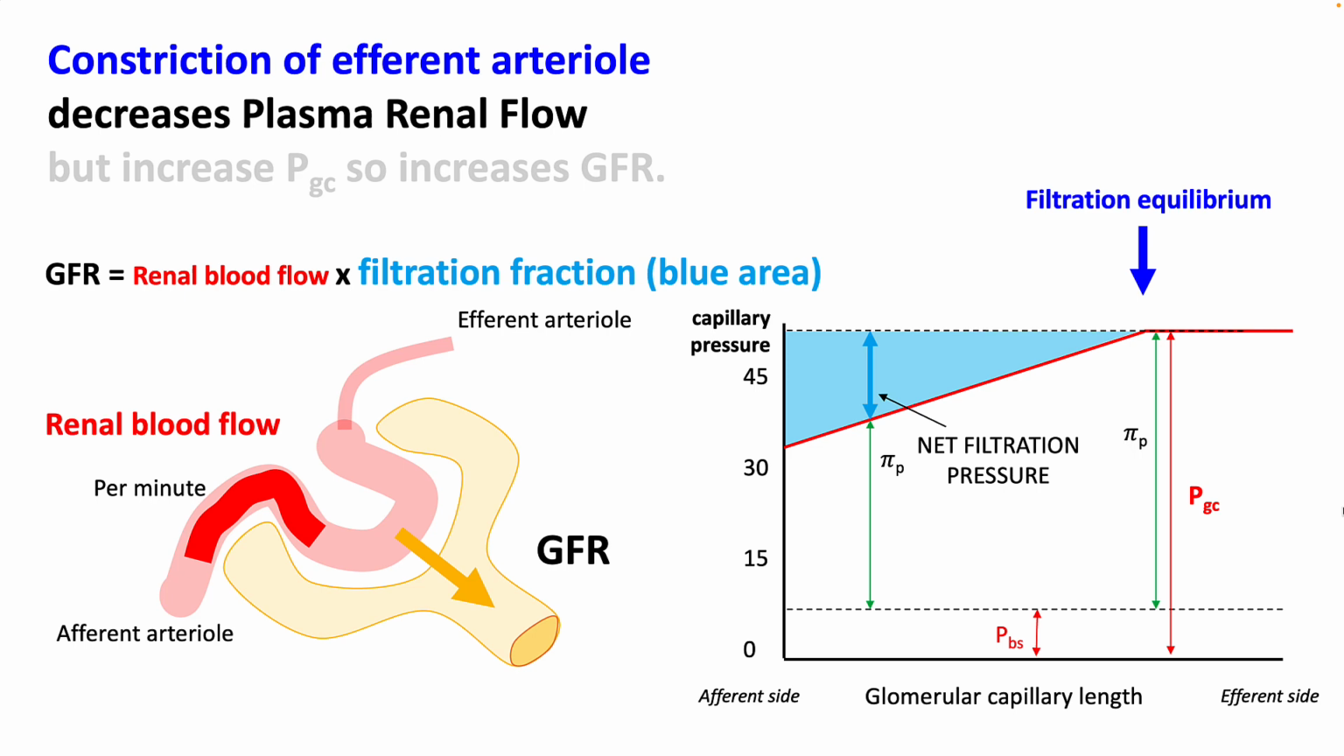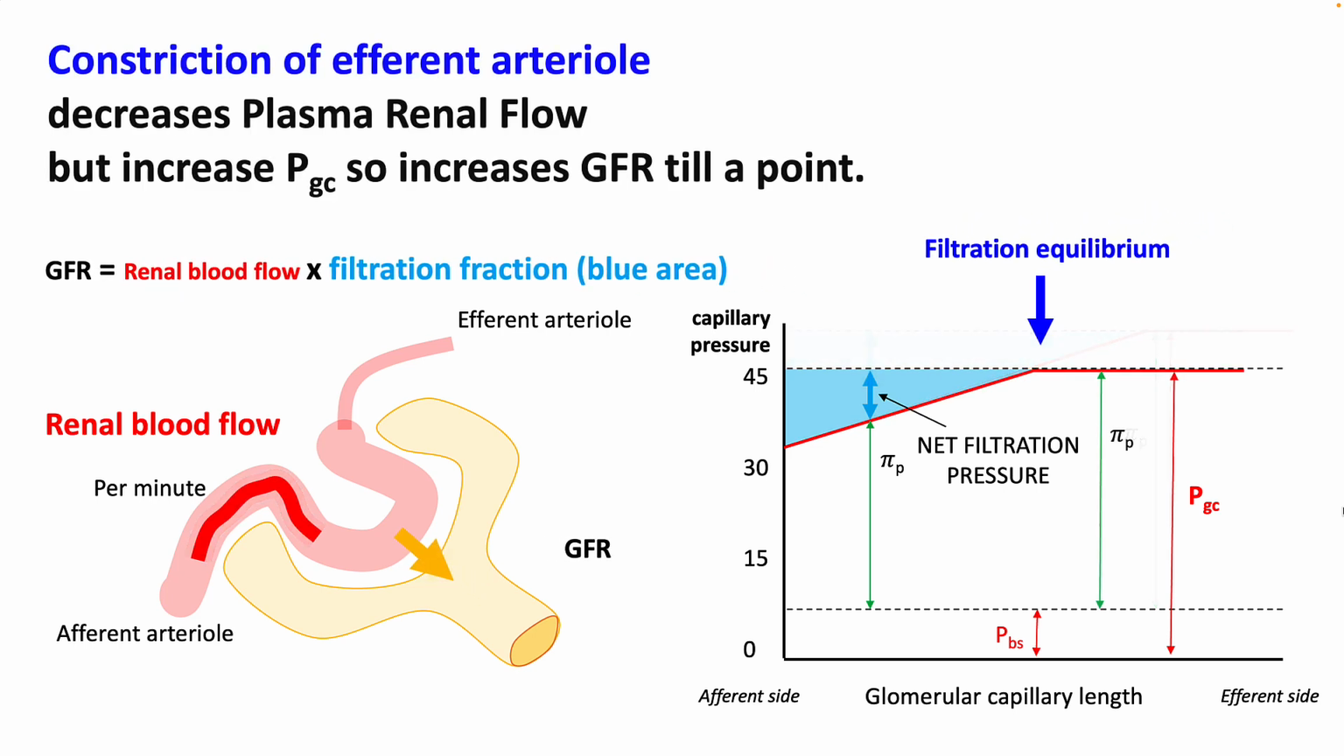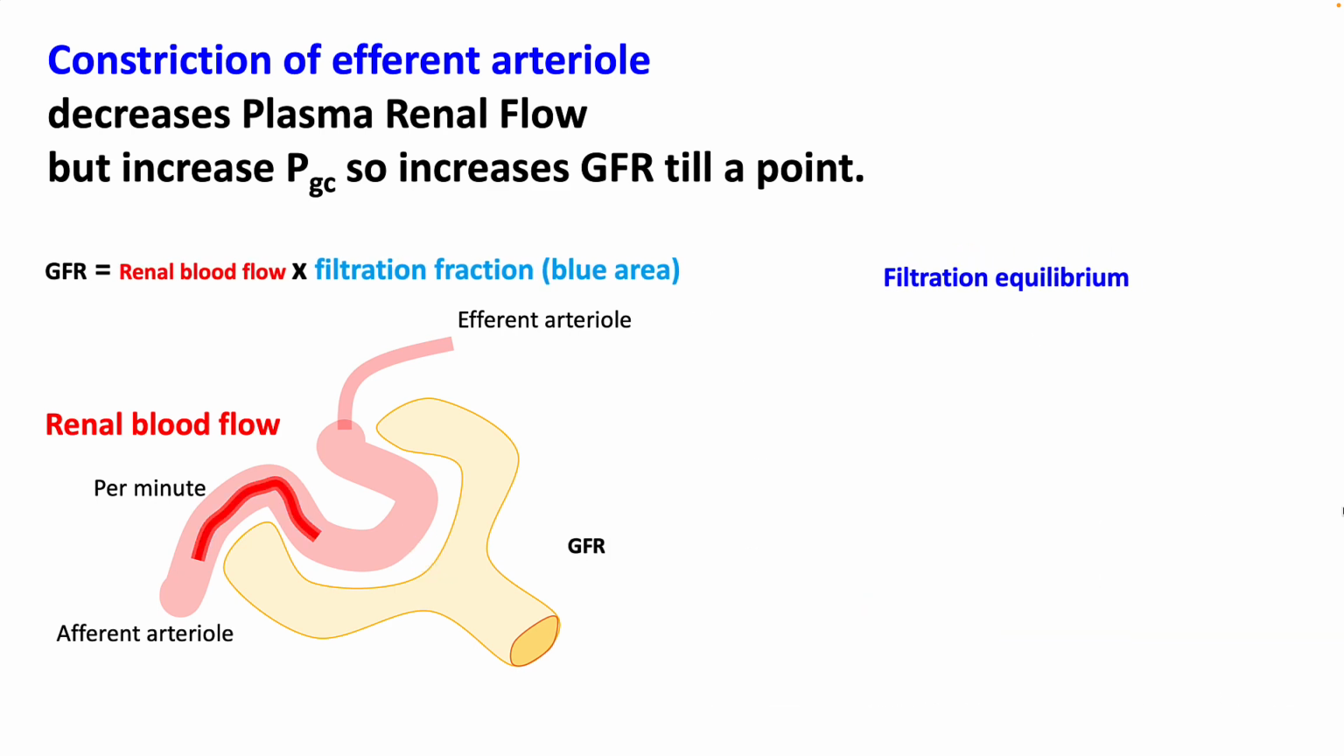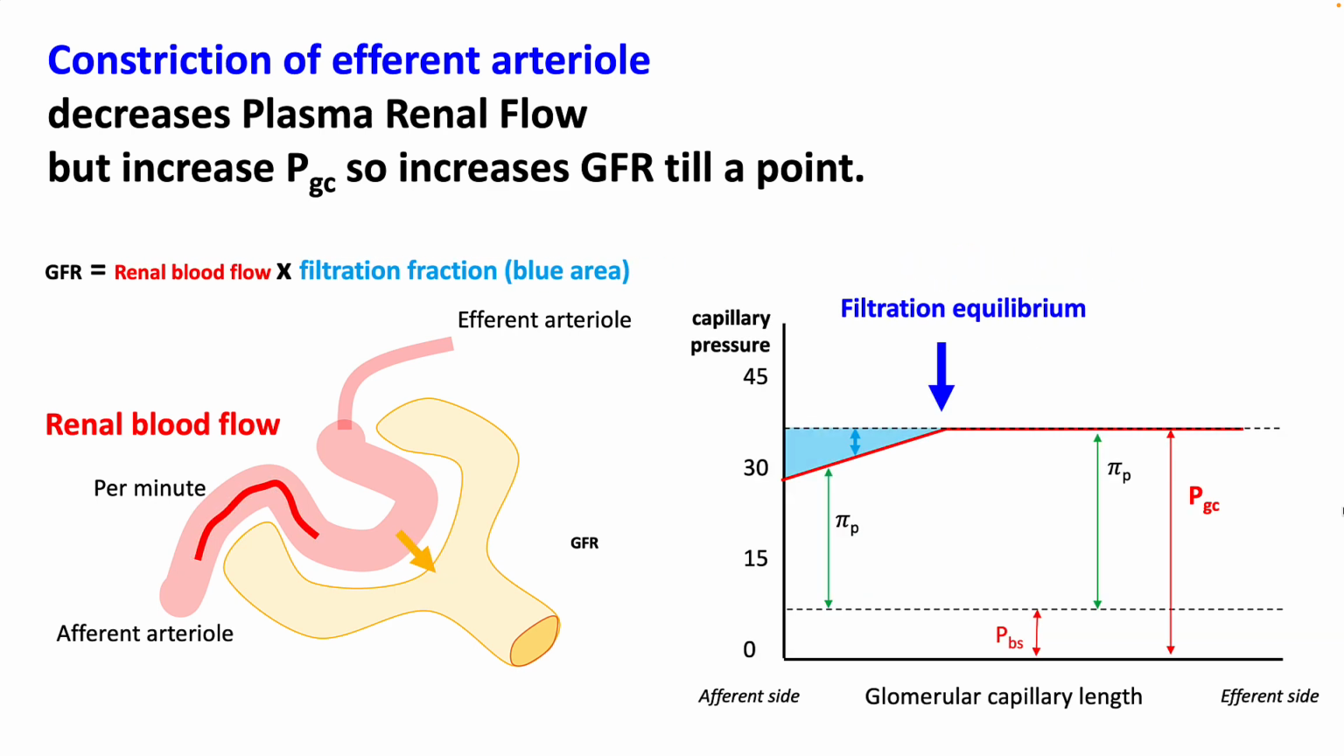However, if you continue to constrict further, as seen in more severe shock states, your filtration fraction is going to drop because your capillary pressure is now much lower and renal blood flow has dropped further. As this worsens, your GFR drops. So severe constriction of the efferent arteriole will also drop your GFR.